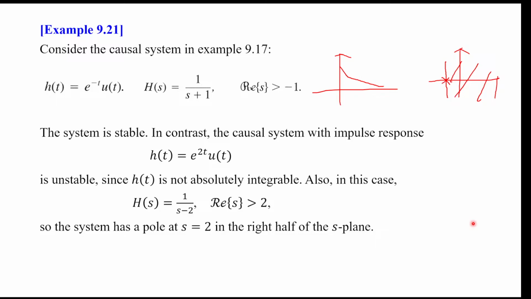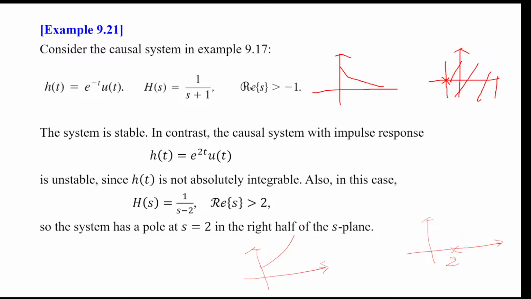Okay. And now consider a causal system with an exponentially growing impulse response. So this is e^(2t) u(t). Let's also draw a picture here. So e^(2t) u(t) looks like this, and this looks very unstable, because if you try to integrate this h(t), it will diverge very fast. And in terms of H(s), in the pole-zero plot of the S-plane, it has a pole at s equal to 2.